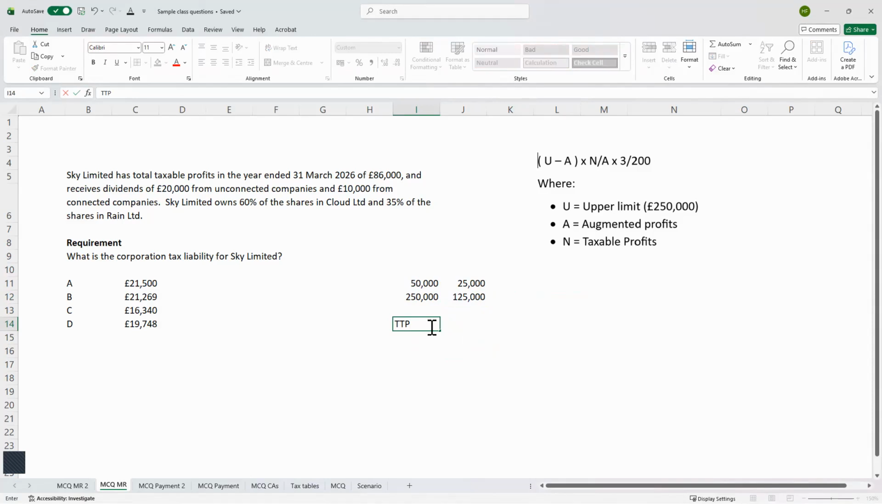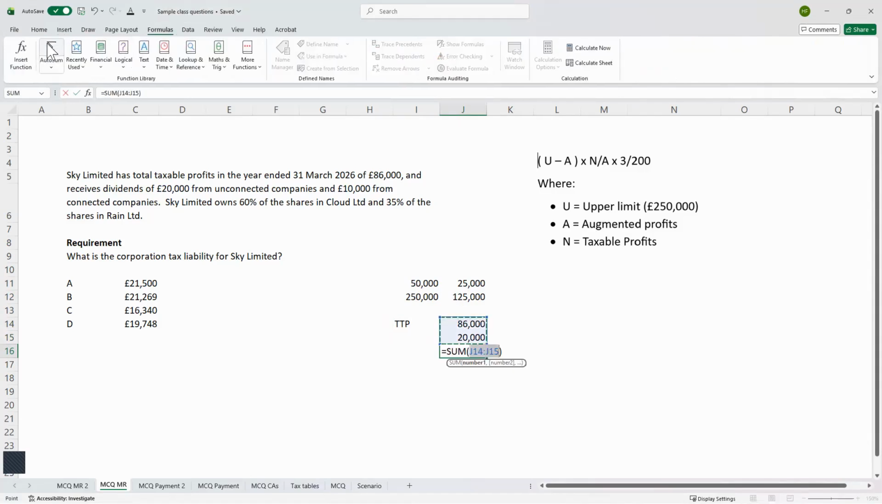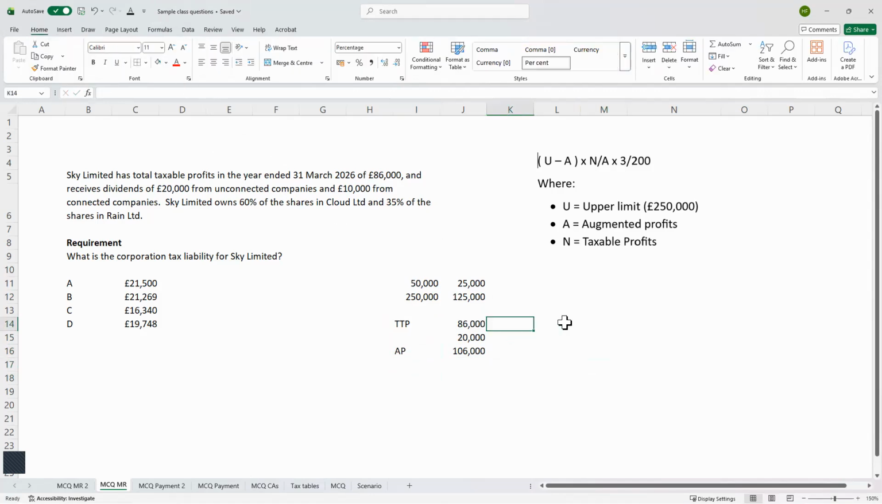So we've got total taxable profits of £86,000. We've got the dividends of £20,000 we need to bring in, only bringing in the dividends from the unconnected companies. So that means the augmented profits here are £106,000. We now need to calculate the marginal relief. So we know that the £86,000 profit will be taxed at 25%. And then marginal relief will be available. So we now need to calculate the marginal relief.